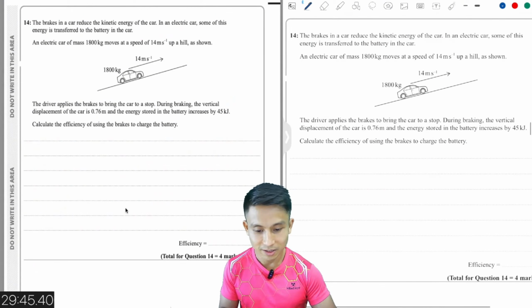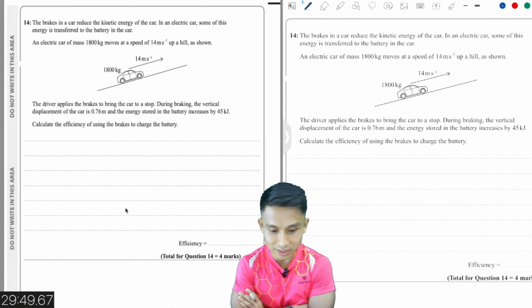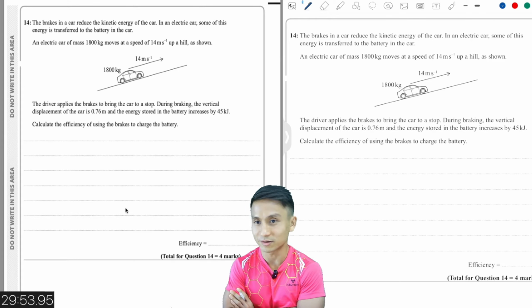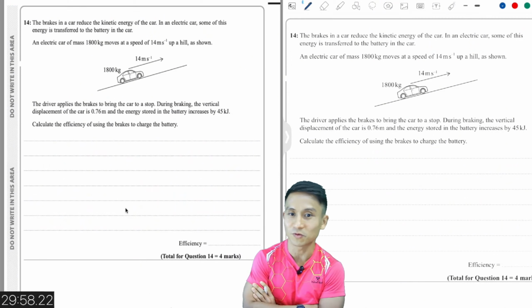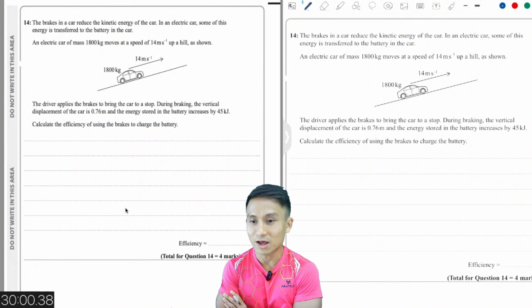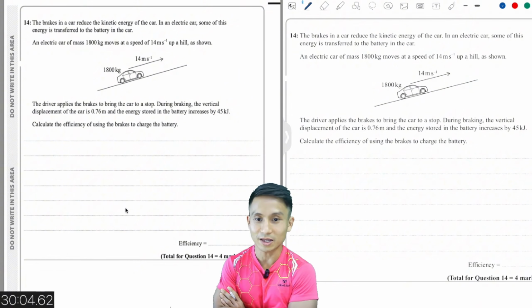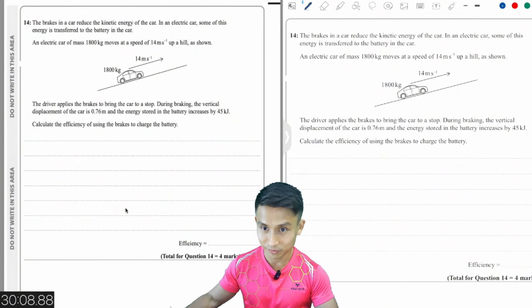Number 14. We are at 30 now. The brakes in the car reduce the kinetic energy of the car. In an electric car, some of this energy is transferred to the battery. An electric car of mass 1800 kilograms moves at a speed of 14 uphill. The driver applies the brake to bring the car to a stop. During the braking, the vertical displacement of the car is 0.76.